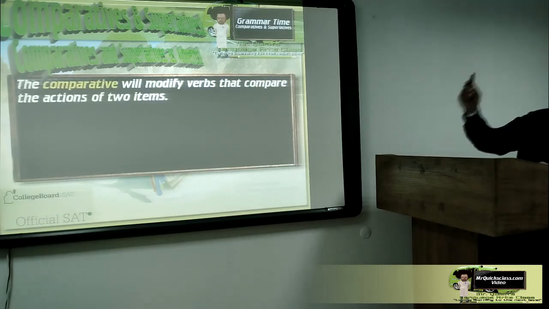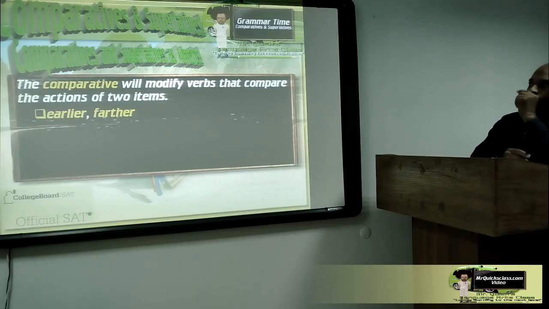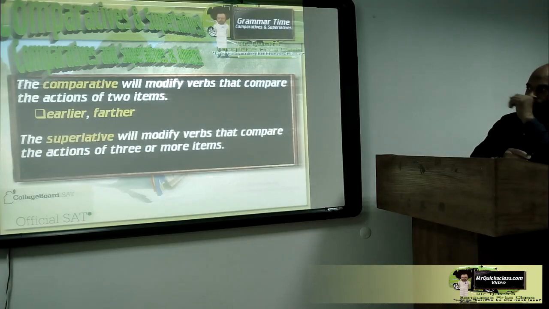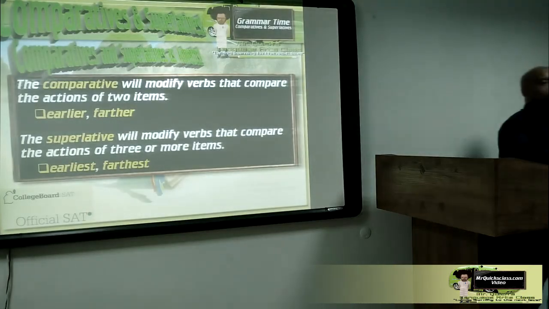All right. The comparative will modify verbs that compare actions of two items. Earlier, farther. The superlative modifies verbs that compare actions of three or more items, such as earliest and farthest. You might want to write this down. Talking about comparing actions here.